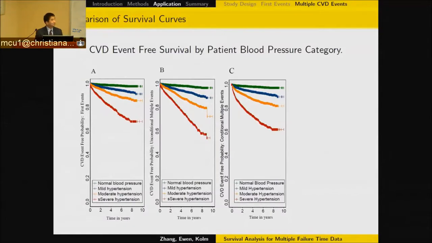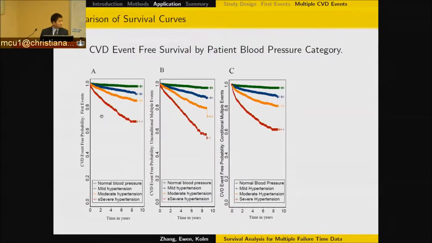So wait, can I ask another question? Is this statement accurate or not? Not only does severe hypertension increase the risk for a first event, but it also increases your risk of multiple events. Can you say that from this? Because that curve goes down more than the other. For the first event, we can say the probability of event free for the severe blood pressure is low. And then, if we consider multiple events, we can say it's lower than the first event.